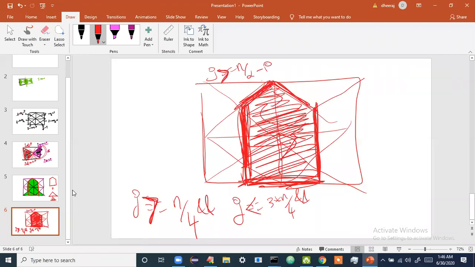What is this line equation? J is equal to n by 2 plus I. From that line, I want to print left side. So J is less than or equal to n by 2 plus I. Yes, if I write all these 4 conditions, I'll be getting that shape. Let's see.